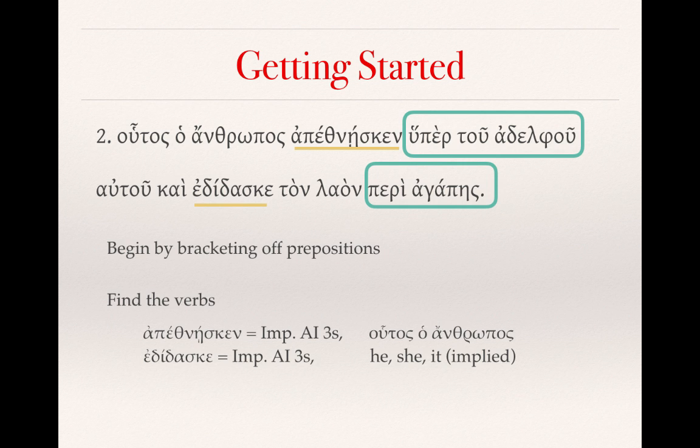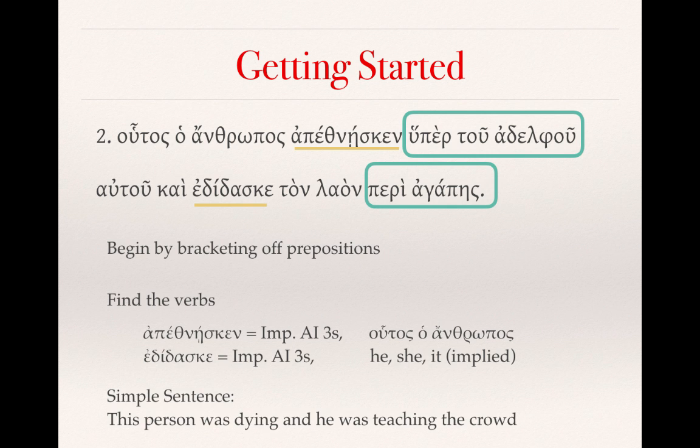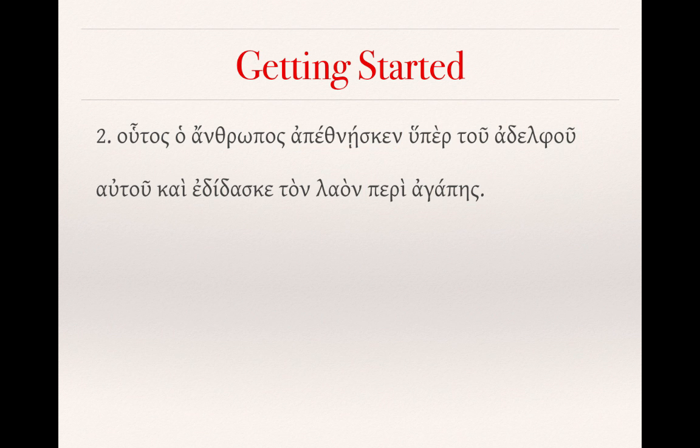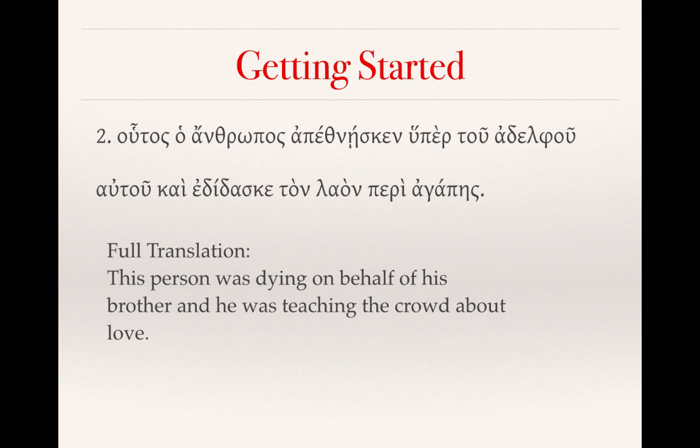And the subject is he, she, or it. It's implied by the verb form. And so a simple sentence would be, this person was dying and he was teaching the crowd. If I wanted to translate the sentence as a whole, taking into account those prepositional phrases, a translation would look something like this. This person was dying on behalf of his brother, and he was teaching the crowd about love.